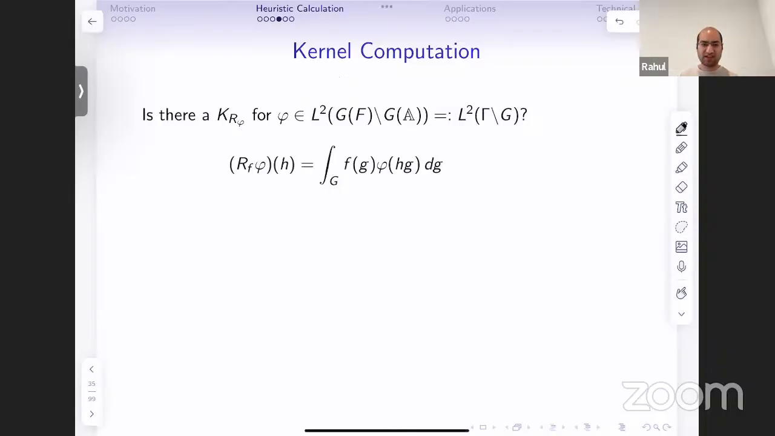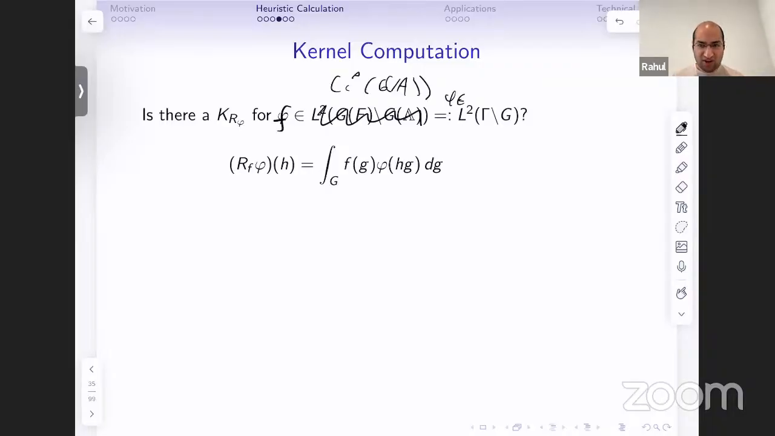So we start by taking a function. So this is f. This is our function, and then phi is going to be our function inside the L2 space.